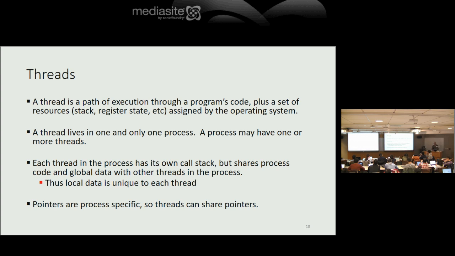So a thread is a path of execution through a program's code. A thread lives in only one process. A process can have multiple threads, but a thread is associated with one and only one process. Each thread has its own call stack, but shares process code and global data with every other thread.